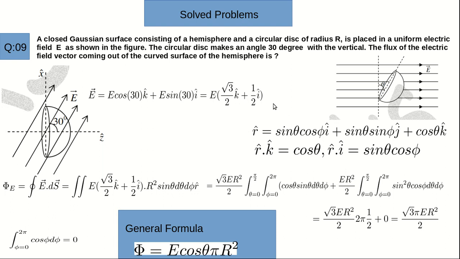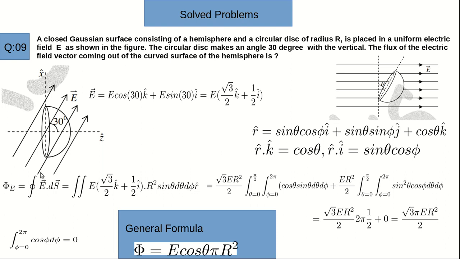So now we have the r vector in spherical polar coordinates, which is sin theta cos phi i cap, sin theta sin phi j cap, cos theta k cap, and r dot k is cos theta, and r dot i is sin theta cos phi. So now what I need to do is calculate the flux through this total surface.